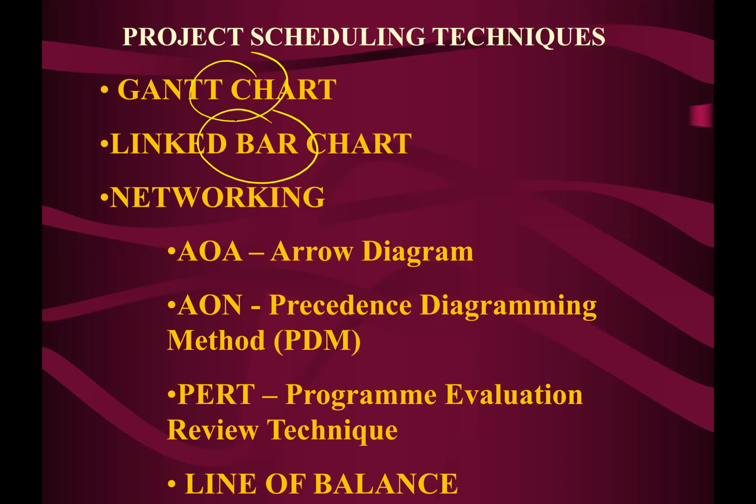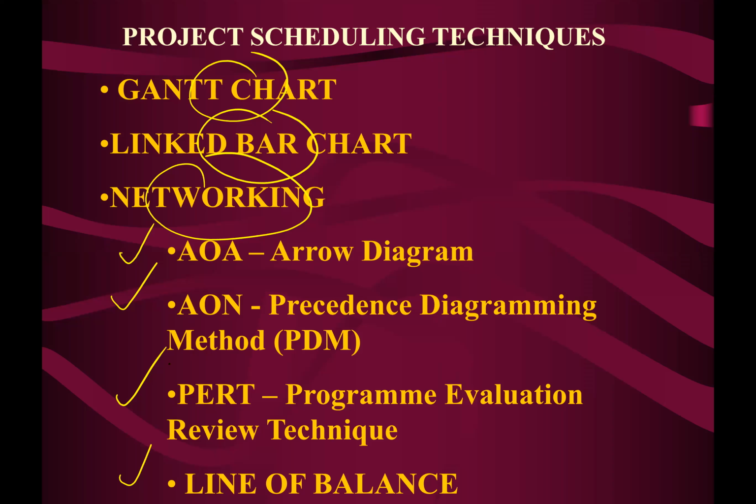The differences with regard to one is being linked together, one basically doesn't have any link. And then network diagram. We do have a few network diagrams: arrow diagram, we call it AOA diagram, AON, and then later on PDM diagram, and even line of balance.